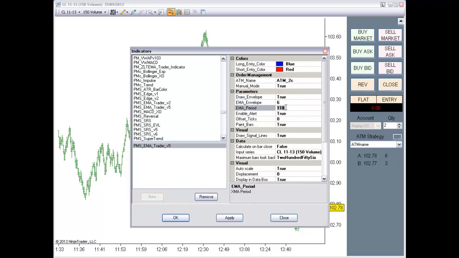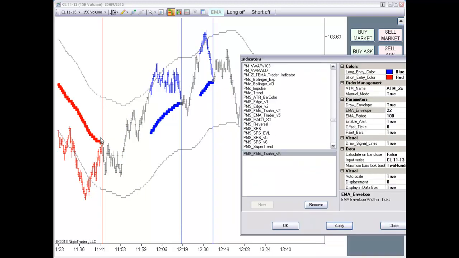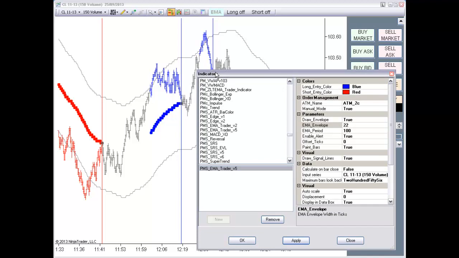For example, let's say we want to trade 100 moving average with a separation of 22 ticks. We can see that we have the bars in color of the trade. We have also vertical lines indicating where we have an entry signal, and we have also the envelope that is useful to identify the setup.